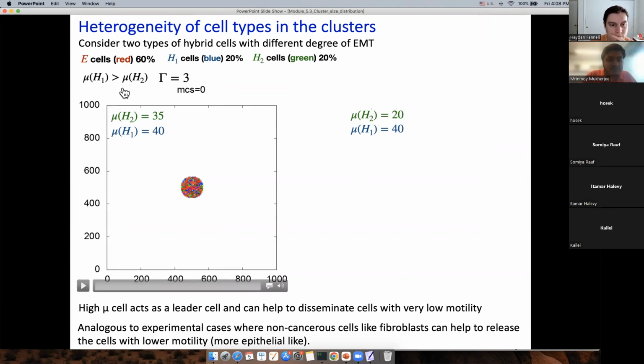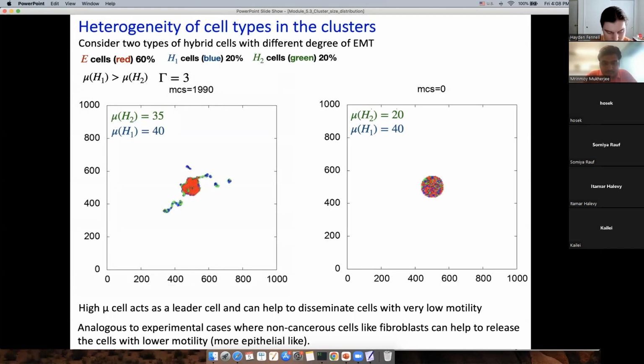So we will vary this difference between these two mu. For this case, we choose say the gap delta mu is very small. One is 35 and one is 40. So here you see, this green cell has higher motility than the blue cells. Blue and green both are hybrid cells. And here, if you see, the difference is more. Similar scenario.